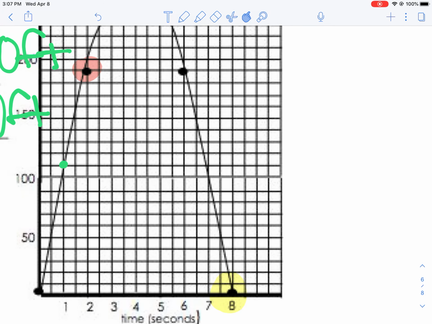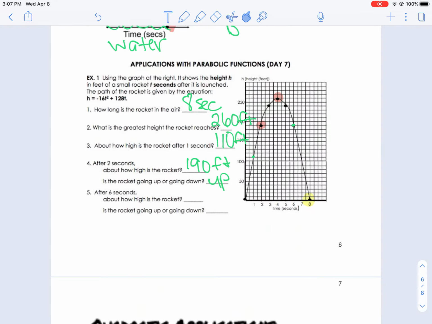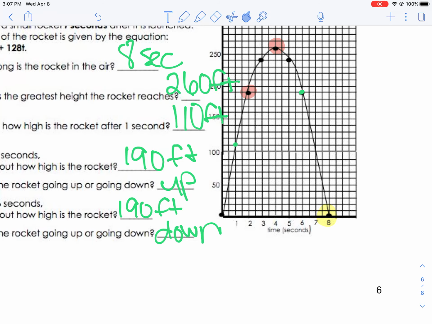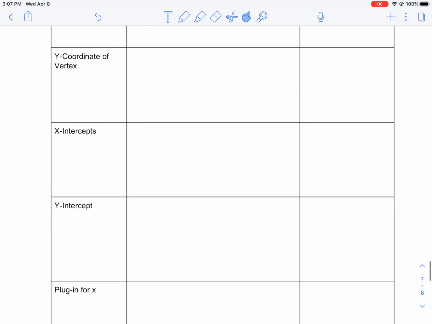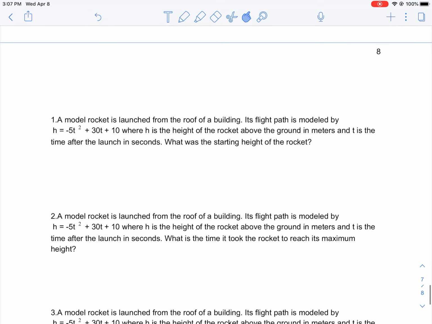And if I look at 6, because they want to know after 6 seconds how high the rocket was, if I follow it all the way up to where my parabola is, I get this point right here, which is again 190. At that time, though, our rocket is already coming back down.